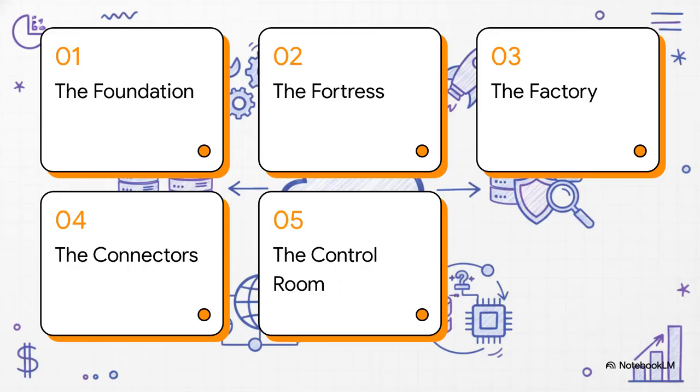So we'll follow this journey through 5 key stages. We'll lay the foundation, build a fortress around it, create an automated factory, wire up all the connectors, and then finally manage the whole thing from the control room. Think of it less like a list and more like a blueprint. Let's dive in with part 1, the foundation.